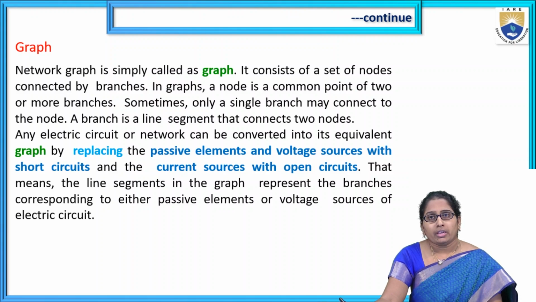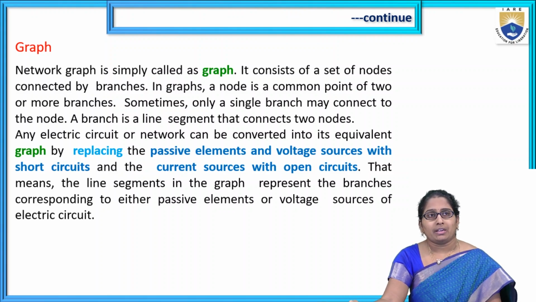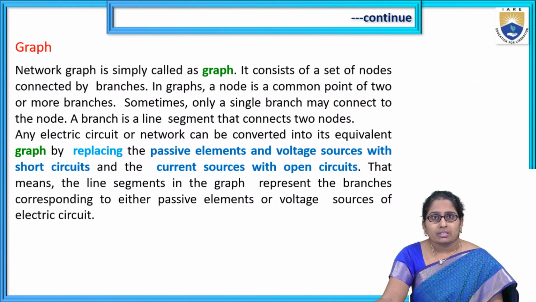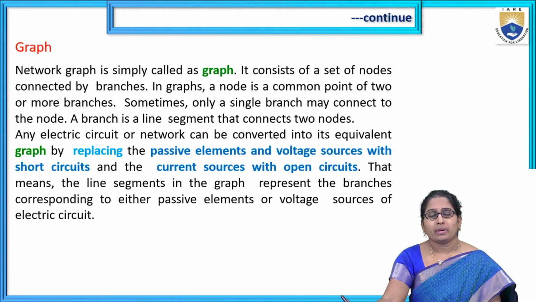A node is a common point of two or more branches, and sometimes only a single branch may connect to the node. So a node is nothing but a common point of two or more branches. And what is meant by a branch? A branch is nothing but a line segment that connects two nodes. So that is a branch.